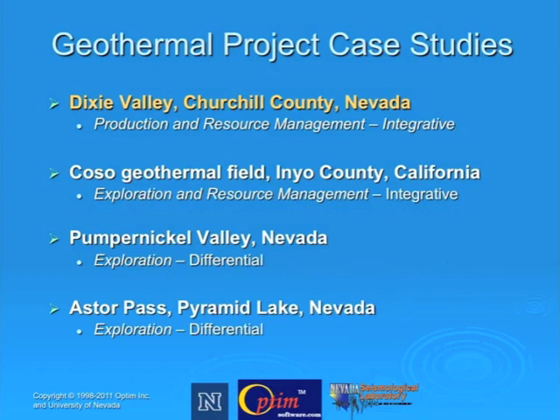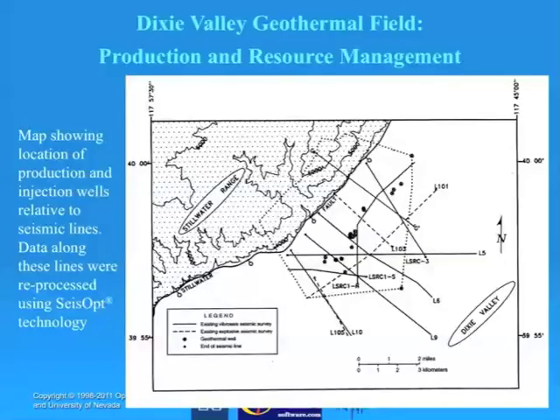Then we'll move to the differential cases. We'll look at some spectacular reflection images from Pumpernickel Valley, which is central North Nevada, between Winnemucca and Battle Mountain, or really, southeast of Winnemucca. And that's an exploration prospect and a differential image. And then Astor Pass, Pyramid Lake, right here in western Nevada. That's another exploration project and some spectacular differential images.